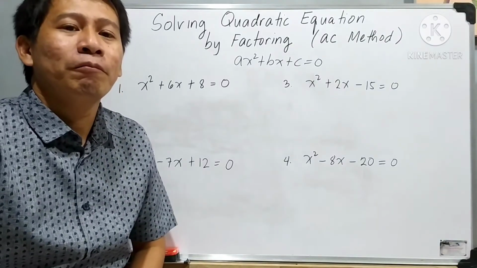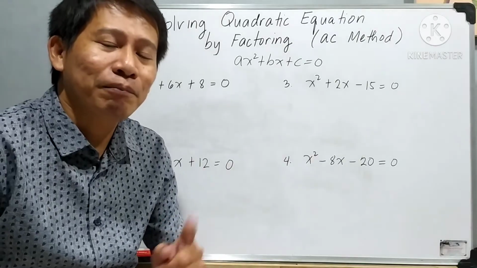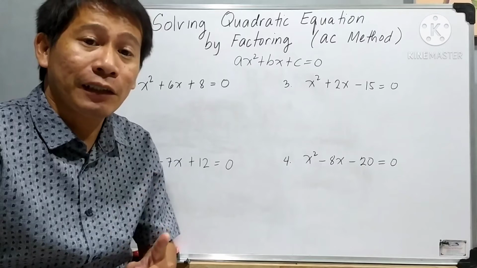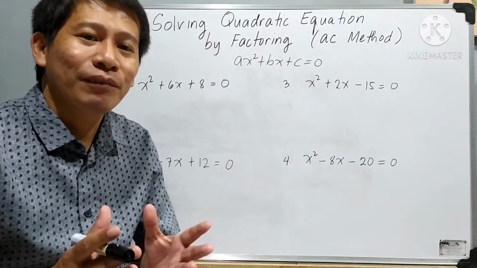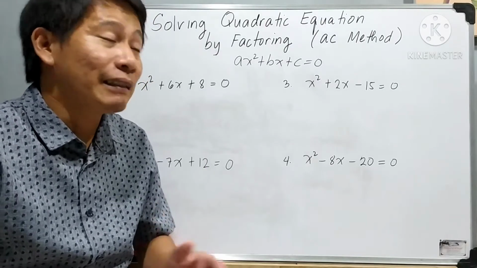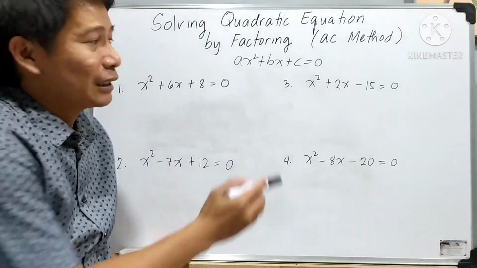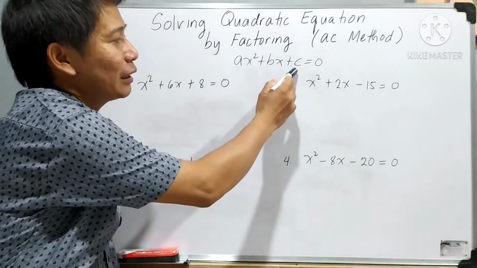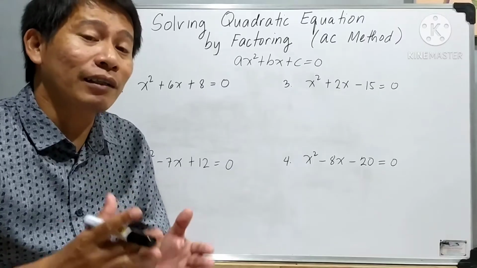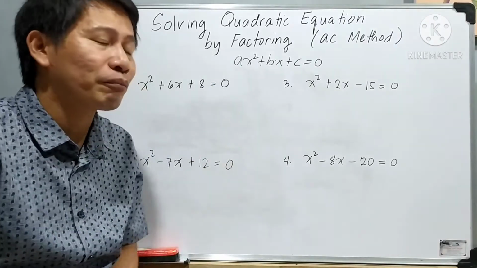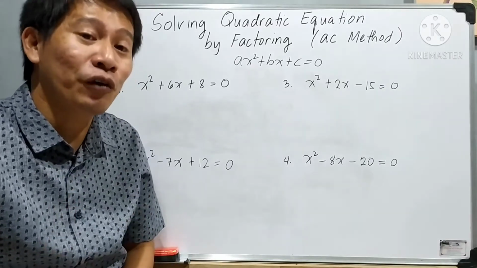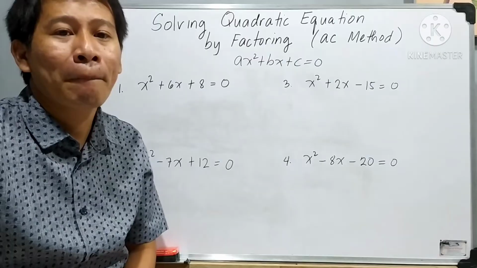Remember, ang pinakaunang step in solving quadratic equation by factoring is kailangan ang given quadratic equation is in the standard form, which is ax squared plus bx plus c equals 0. In other words, pag ang given quadratic equation ay wala sa form na yan, so kailangan muna nating i-rewrite or i-transform in the standard form.